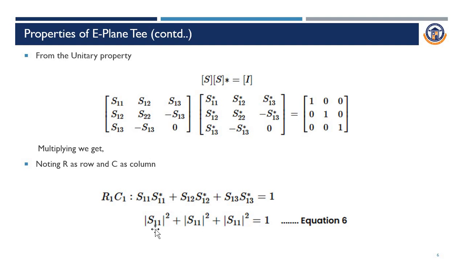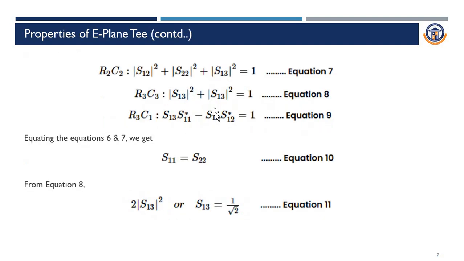So we can write this as modulus of S11 squared plus modulus of S12 squared plus modulus of S13 squared equal to 1. By multiplying row 2 and column 2, we can write modulus of S12 squared plus modulus of S22 squared plus modulus of S13 squared equal to 1. And multiplying row 3 and column 3, modulus of S13 squared plus modulus of S13 squared is equal to 1. Row 3 and column 1: S13 into S11 star minus S13 into S12 star is equal to 0.